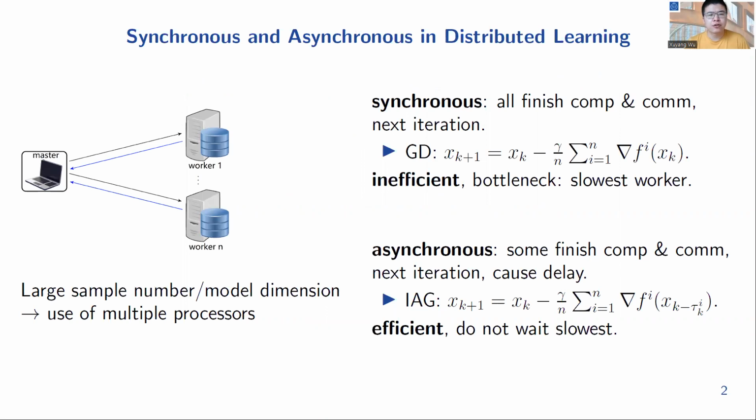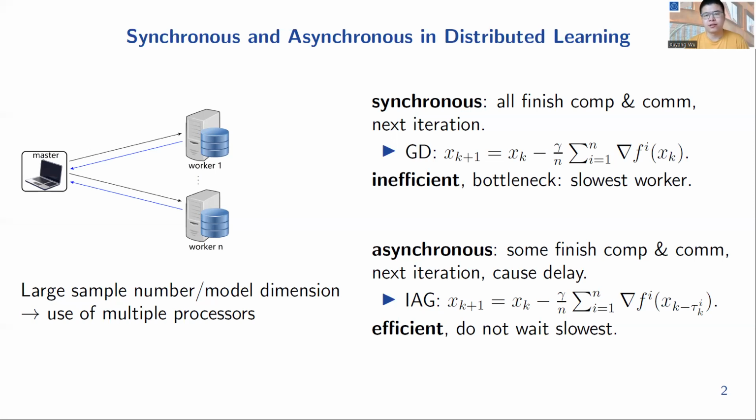I will first introduce synchronous and asynchronous distributed learning. Distributed learning uses multiple processors to solve large-scale machine learning problems. One typical architecture is the master worker architecture, where the workers compute information and the master aggregates information from workers to update the model. Two typical update ways in distributed learning are synchronous and asynchronous.